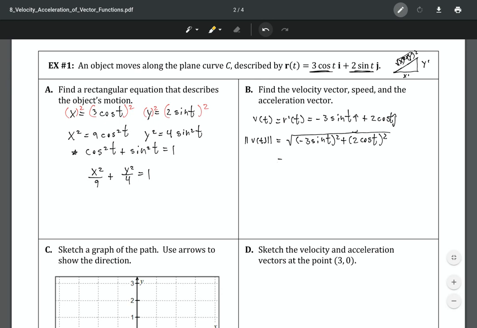In this case, it's going to give me a function back. Of course, if they ask you for the speed at a certain time, then you can just plug in whatever number they give you for t and get a scalar answer.